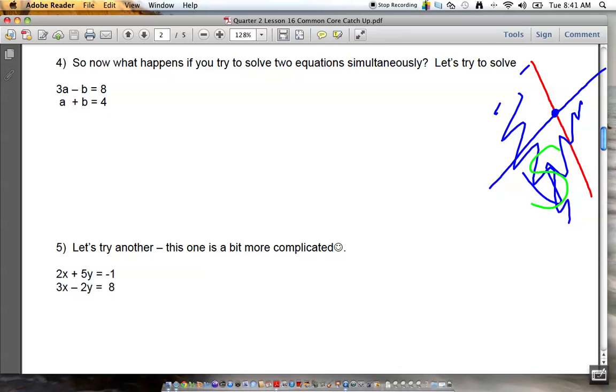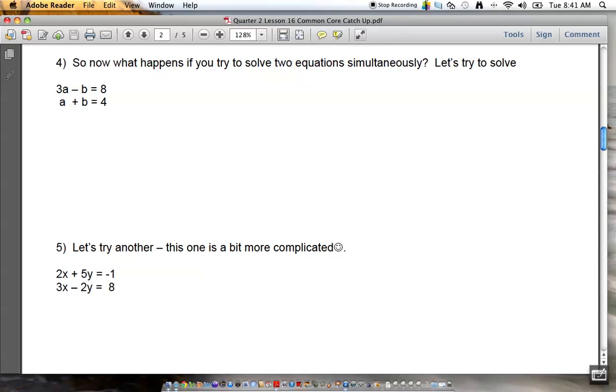Okay. Now, the question becomes, can I do it another way? Or do I have to graph it every single time?